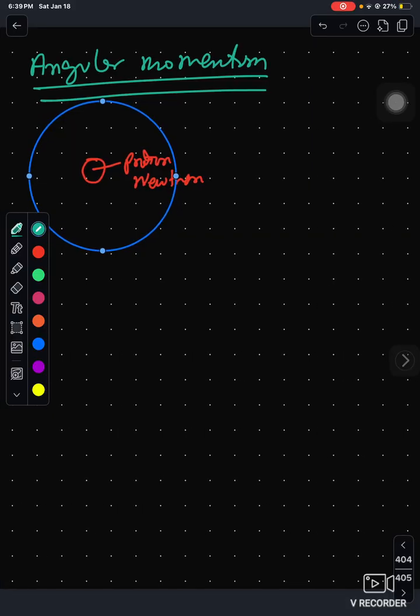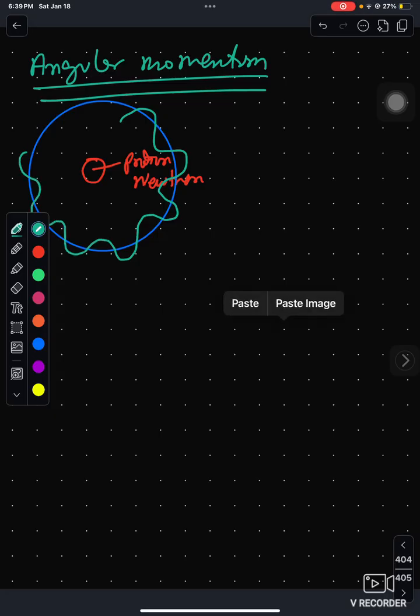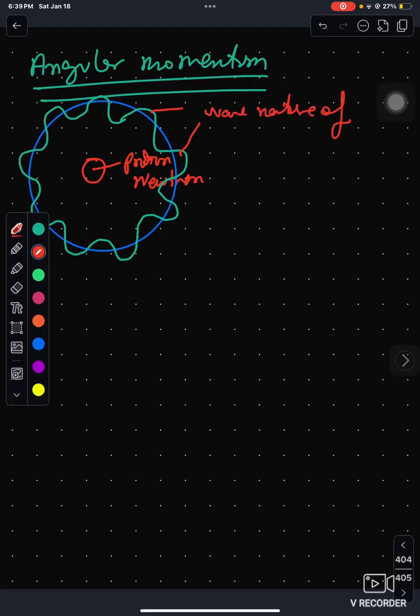And one more diagram should be made. Now, wherever you see the waves, it's showing the wave nature of electron, and this over here is showing the particle nature, if I'm right.